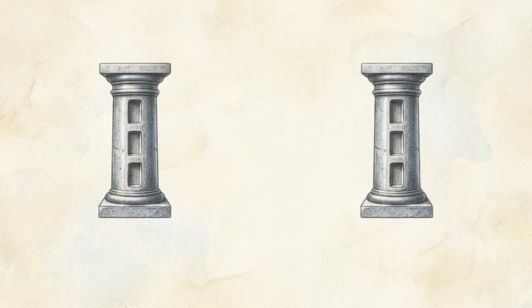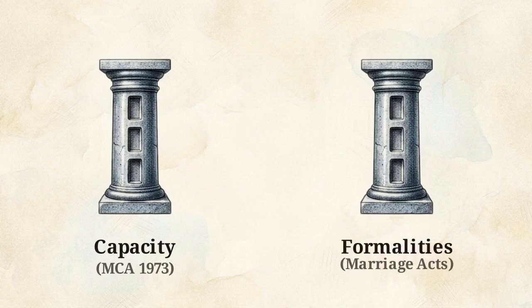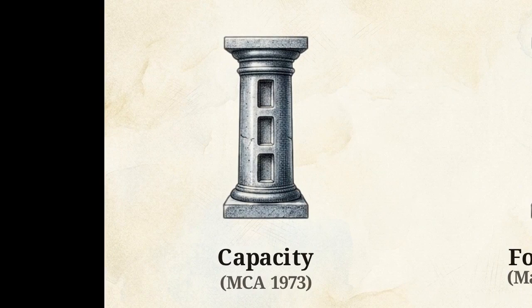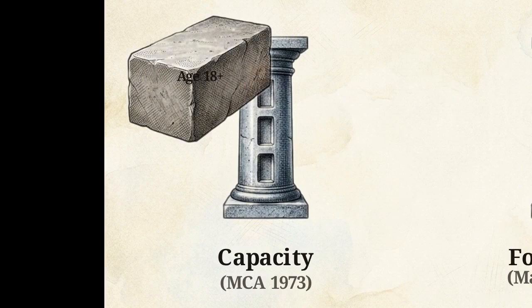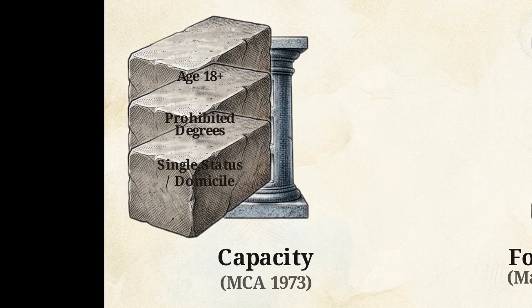This diagram illustrates the two separate statutory frameworks required for a valid marriage: capacity under the Matrimonial Causes Act 1973 and formalities under the Marriage Acts. Let's examine capacity. These are the rules dictating who is legally allowed to marry. First, following the 2022 Act, both parties must be at least 18 years old. There are no exceptions. Second, the parties cannot fall within the prohibited degrees of relationship. This restricts marriage between close relatives, whether by blood or by a former marriage. Finally, both individuals must have single status. English domicile law strictly prohibits bigamy and polygamous marriages.